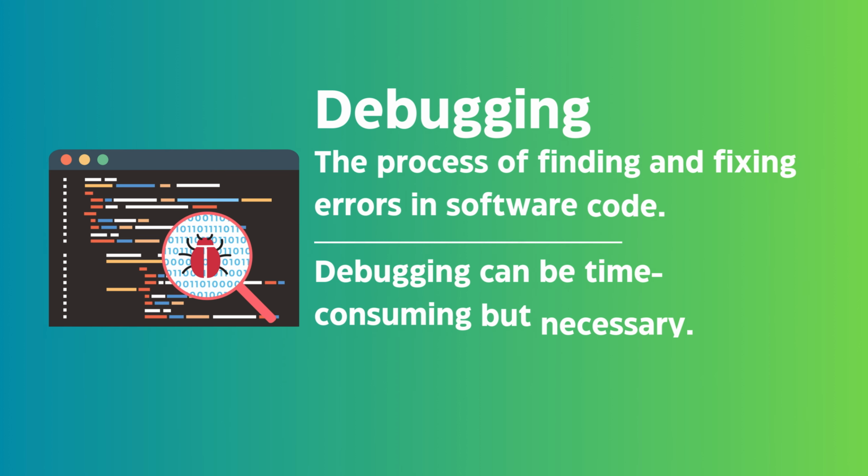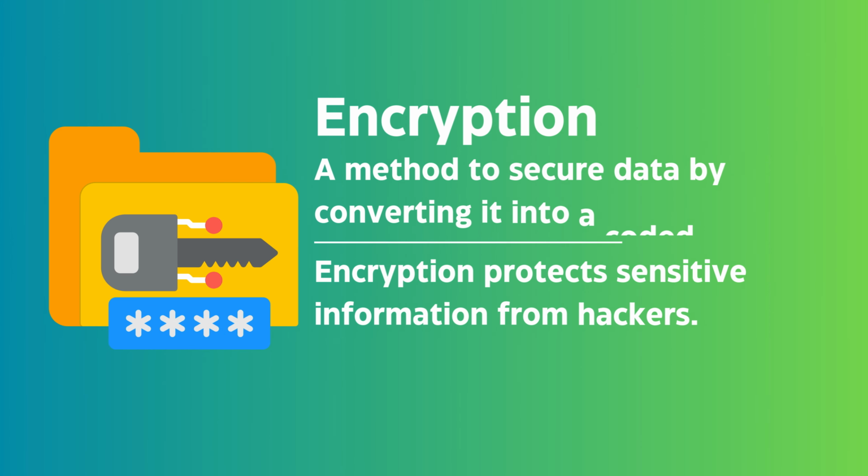Debugging: the process of finding and fixing errors in software code. Debugging can be time-consuming but necessary. Encryption: a method to secure data by converting it into a coded format. Encryption protects sensitive information from hackers.